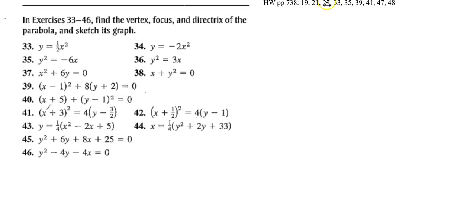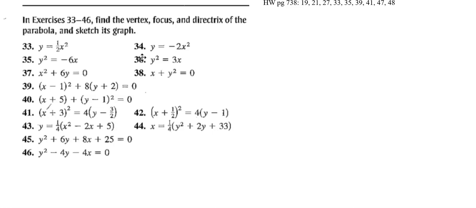All right, so we got 33 on your homework. This is telling us to find the vertex, focus, and directrix of the parabola and sketch its graph. So we got a lot more going on in this one. Slowly getting a little bit more difficult for you. I'm going to cover 34 and then let you try 31 for homework.